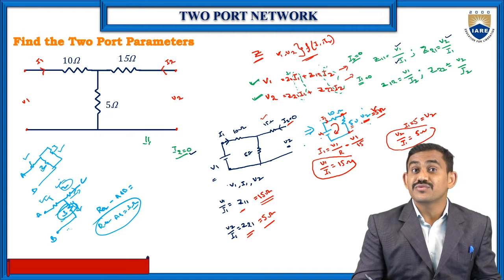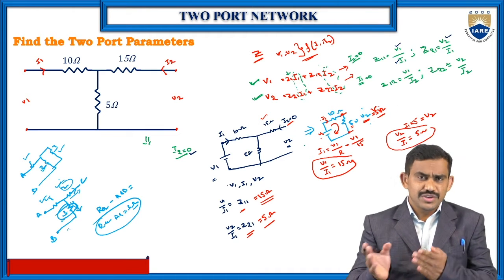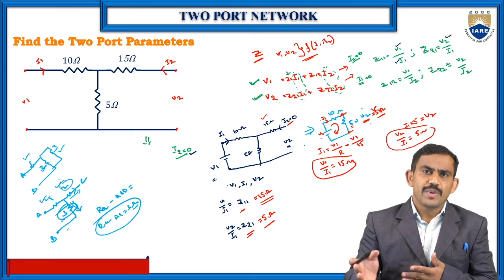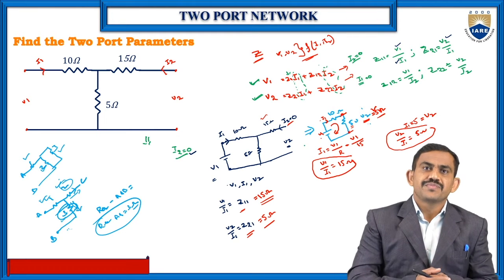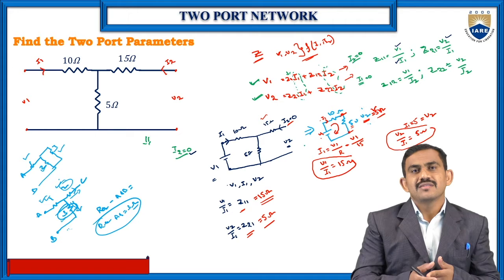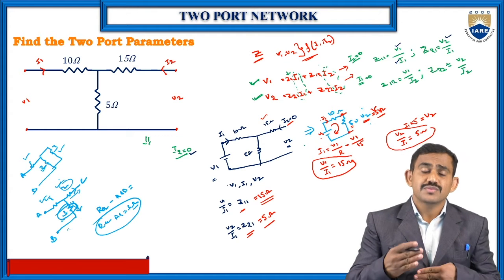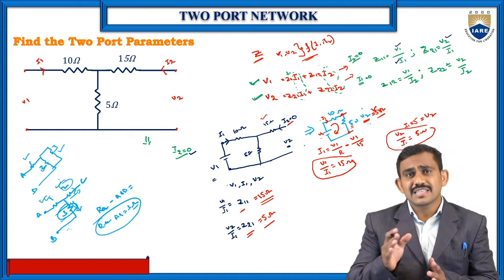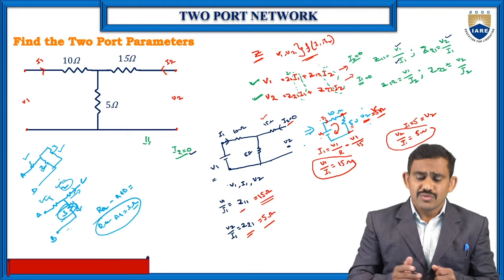Now I want to find out the 5 ohms voltage. Which voltage do we have? That is the V2 voltage. So I want the V2 voltage. V2 is now open across the 15 ohms. So not 15, the 5 ohms. Which voltage do we have across the 5 ohms? That voltage is nothing but your V2 voltage.